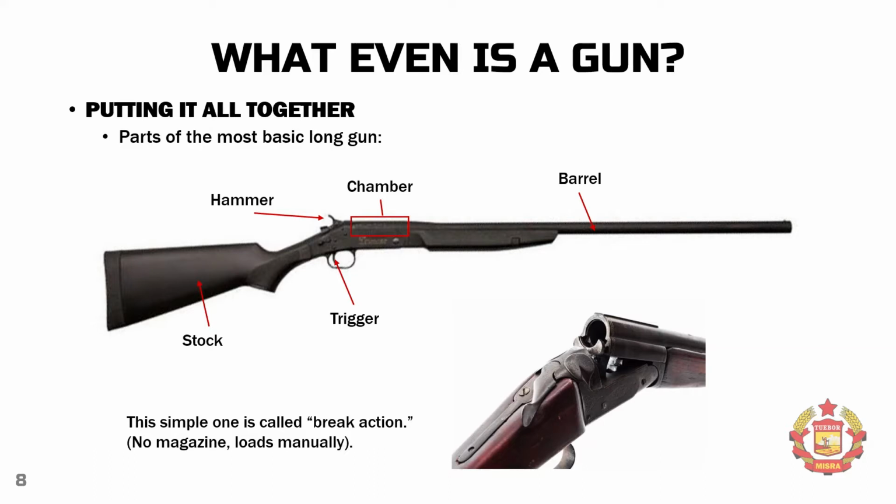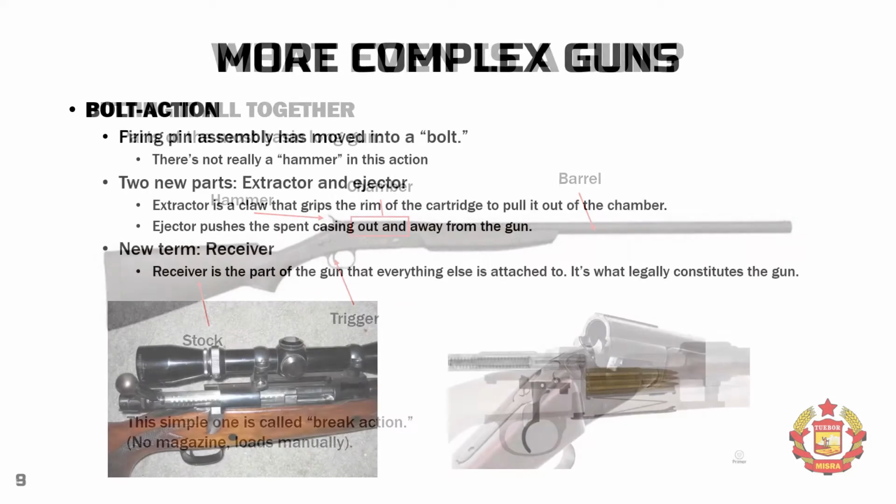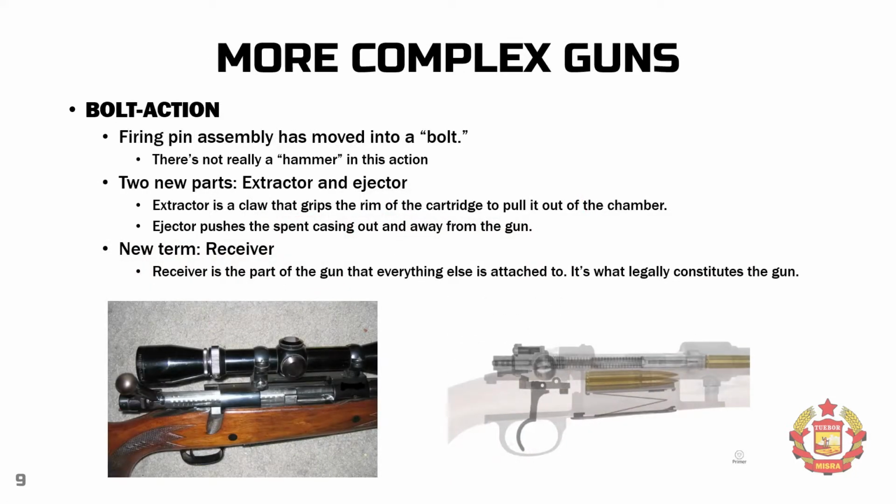And this long gun we have here is a break action. It doesn't have a magazine. You load each shot manually. I mean, it's pretty self-explanatory. Break action, it breaks in half, right? Around ejects, you put a new one in. And after that, we can move on to a little more complex guns.